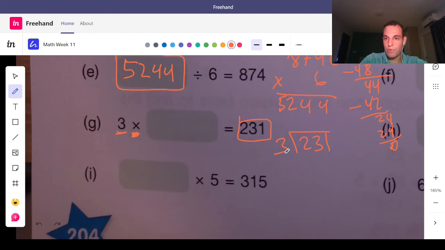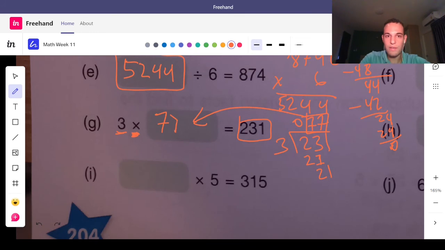So let's put 3 into 2. We have a 0. 3 goes into 23. We have a 7, because 7 times 3 is 21. Now we have a 21 again. 3 goes into 21 7 times. The answer is 77. So we know that 3 times 77 is 231.